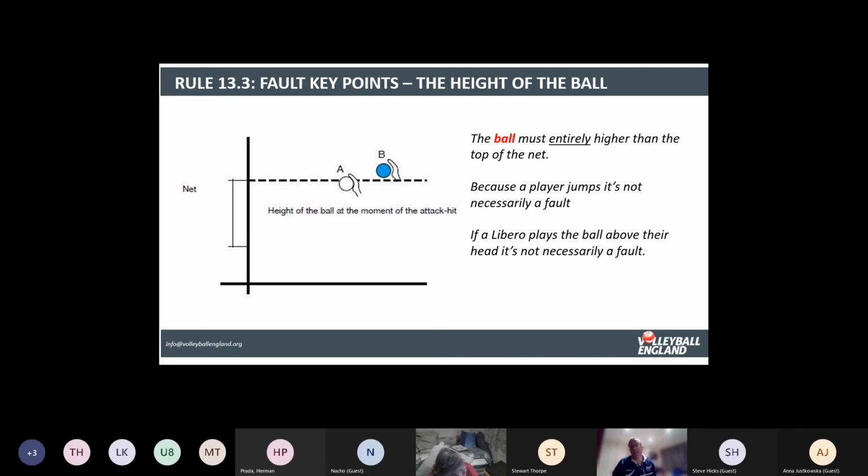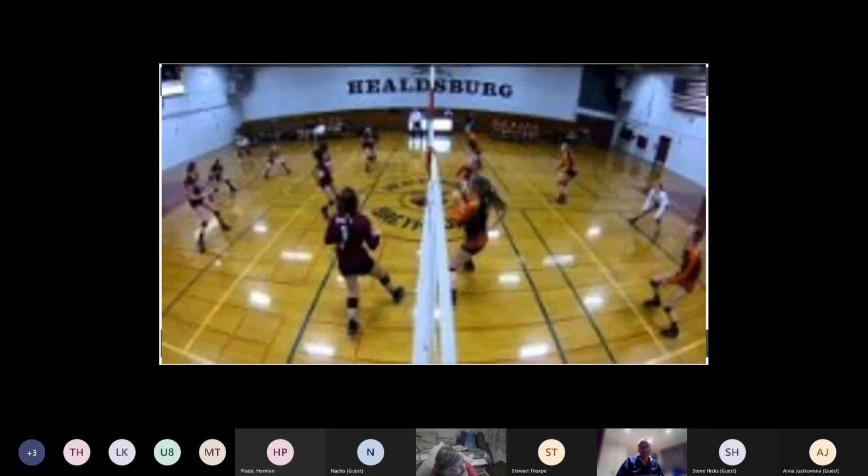Now, in most cases, in top-level international men's volleyball, if the player's off the ground, they're tall enough, most likely they are, and the ball is. But you've got to remember that some of them are quite clever at being able to work out, I can't attack this, I might have been over the line, and therefore they can collapse their position and still contact the ball legally. So just remember, just because the player jumps, just because the libero hits the ball above their head, doesn't make it automatically a fault. So let's have a look at a situation.